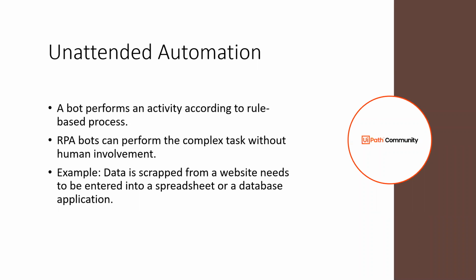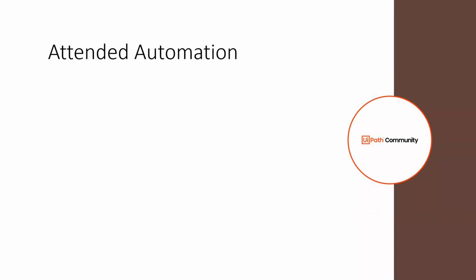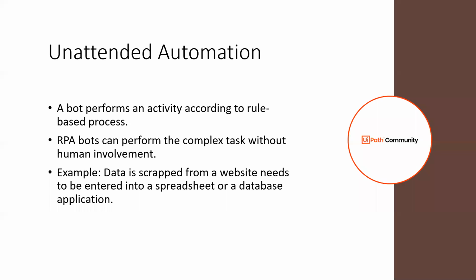Another example can be, suppose you want to read five Excel files, and after that you want to find out the common data between the five Excel files. After you find the common data, maybe you want to put it into a web form or a web application or something like that. So that is another example of unattended automation.